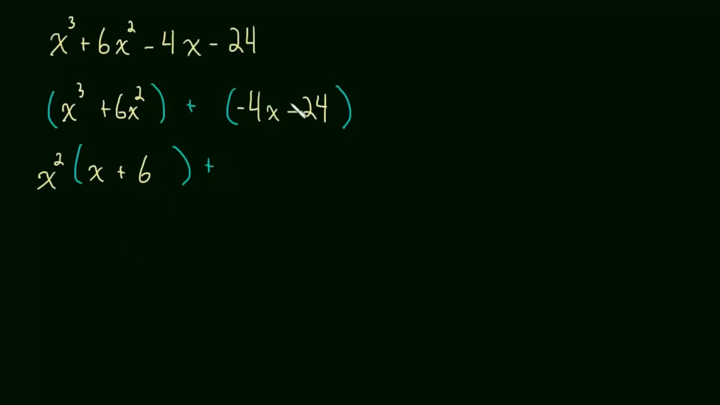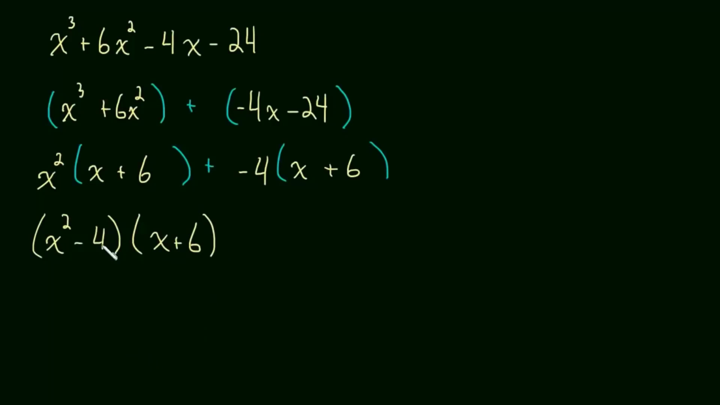And then we have to add to that, well, what can we get out of the next term? Well, we can get an entire negative 4, right? This will be negative 4 times x plus 6, right? Because negative 4 times positive 6 becomes that negative 24. And now we have an x plus 6 multiplying both terms. So we can just factor that out. So this becomes x squared minus 4 times by x plus 6.